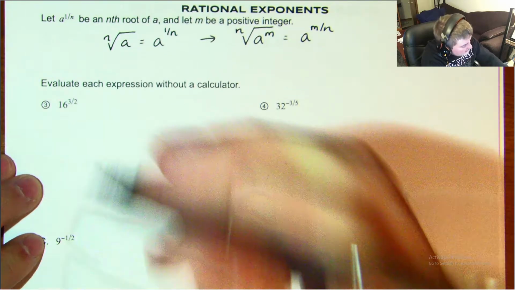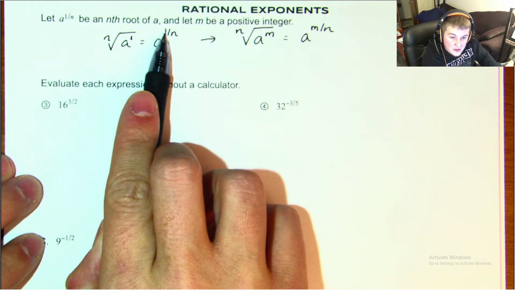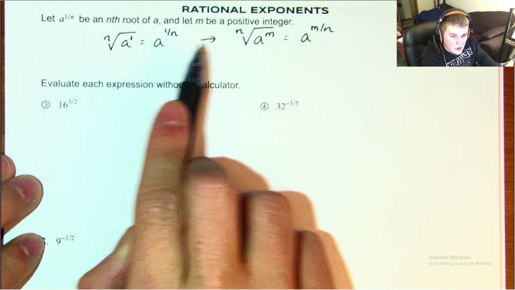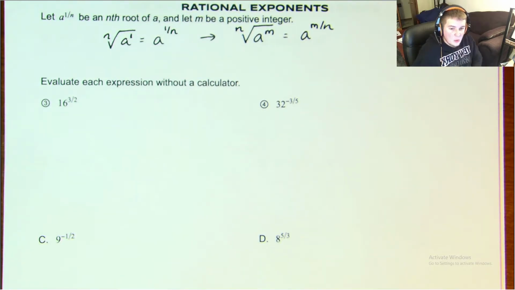This makes sense because if it's just a, that's a to the first power, and that first power gets shifted up here, and it's this power divided by this one here as an exponent. Then we're going to see how we can do as much of this without a calculator, though we have the calculator as a backup.